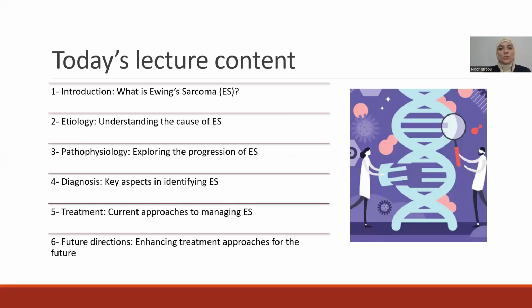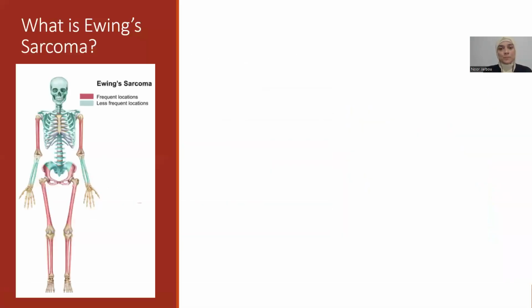So I will guide you through an introduction to what Ewing sarcoma is, followed by an exploration of its causes. We will delve into the progression of the disease, and for the sake of time, I will briefly highlight key aspects for identifying Ewing sarcoma, outline the current approaches to managing the disease, and then introduce some key elements aimed at enhancing future treatment approaches.